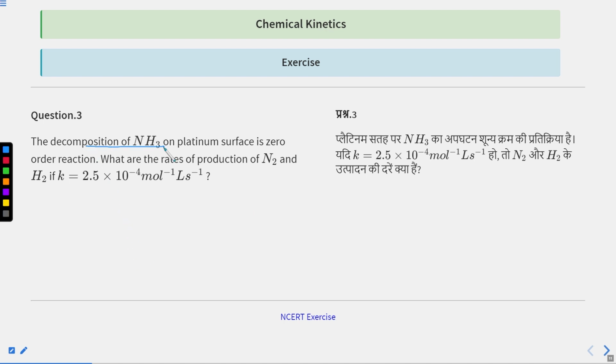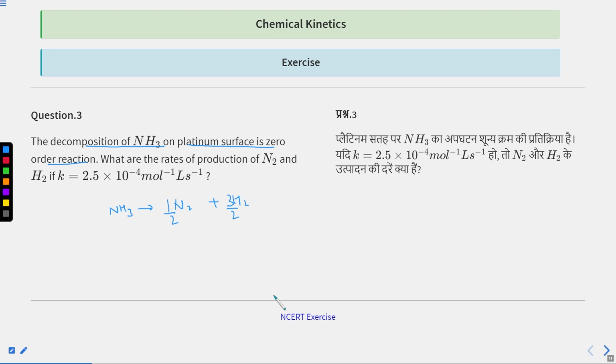The decomposition of NH3 on platinum surface is zero order reaction. Now, what are the rates of production of N2 and H2? So first of all, let us write the decomposition reaction. So NH3, it will decompose to N2 and H2, right? Now 1 mole of N, so I'm writing it as 1 by 2 N2, and 3 moles of H, so I'm writing it as 3 by 2 H2. What we have to find? We have to find the rate of production of N2. The rate of production of N2. How you will find it?